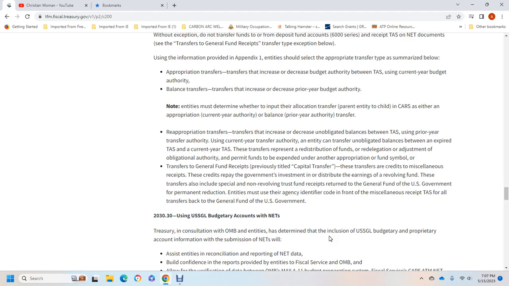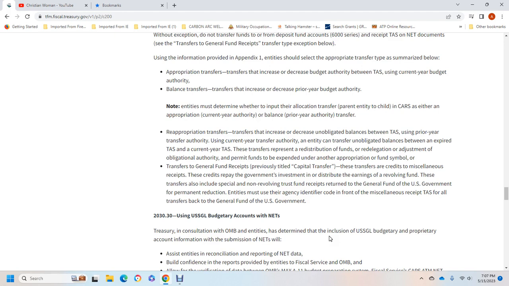The transfer of unobligated balance is between the express of the transfer accounting symbol or the treasury accounting symbol of the current treasury accounting symbol. The redistribution of funds with redelegation adjustment involves the obligation authority and permits funds to be expended under the appropriation fund symbol.